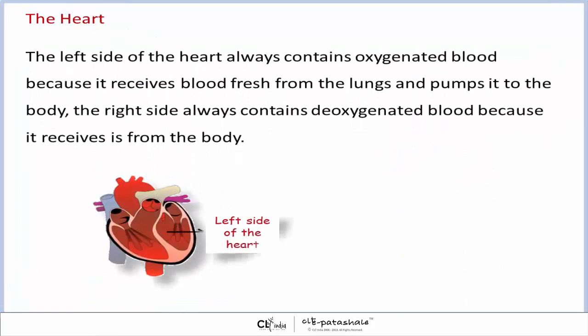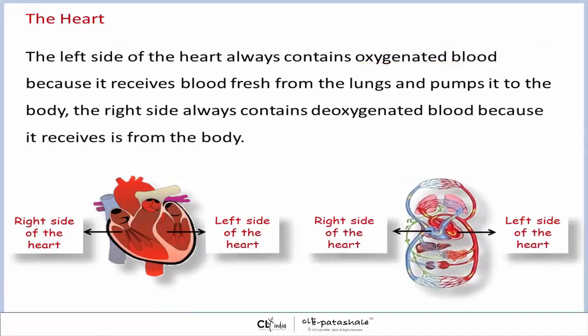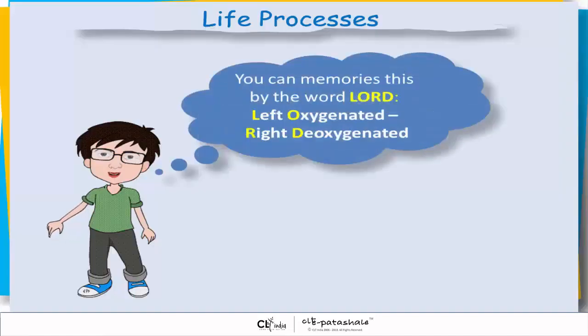The left side of the heart always contains oxygenated blood because it receives blood fresh from the lungs and pumps it to the body. The right side always contains deoxygenated blood because it receives it from the body. You can memorize this by the word LARD. Left oxygenated, right deoxygenated.